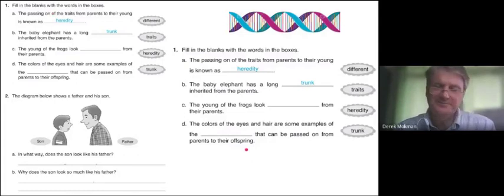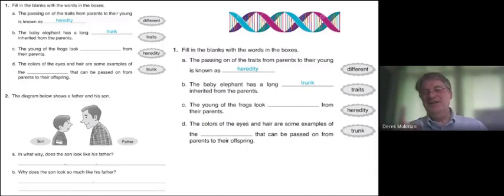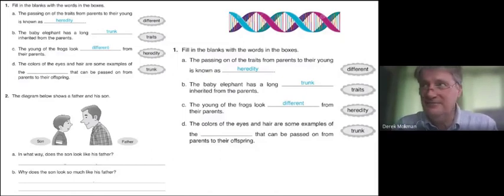Question C. The young of frogs look what from their parents? Something of frogs look different. Oops, I gave the answer away. You wrote different. Okay, everybody tell me the answer. Different. Yes, you all heard me say it by mistake, didn't you? Yeah, I know you did. Okay, let's have a look. Am I correct? Are you correct? Yes, different.